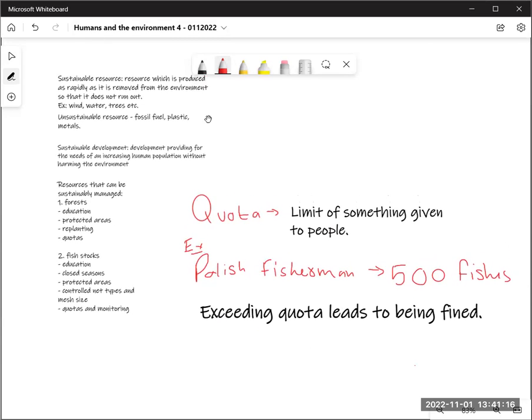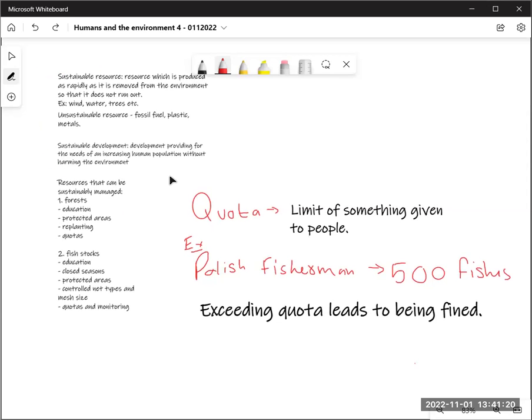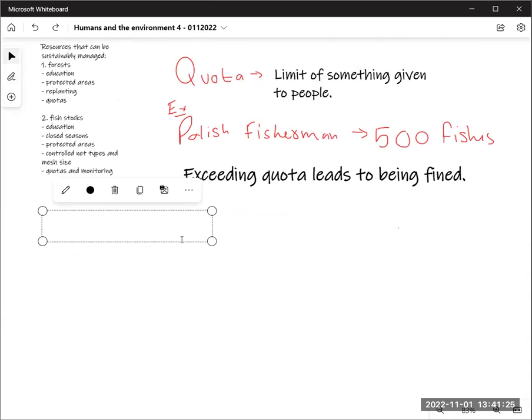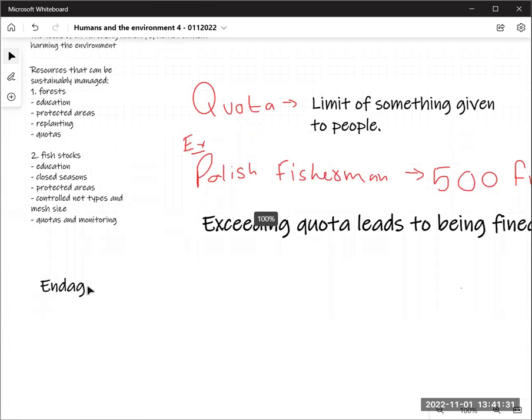Ayan, have you finished writing the first thing? Sustainable resource? Oh, yes, sir. Let's go down. Next thing we're looking at is endangered species. Why do they become endangered?